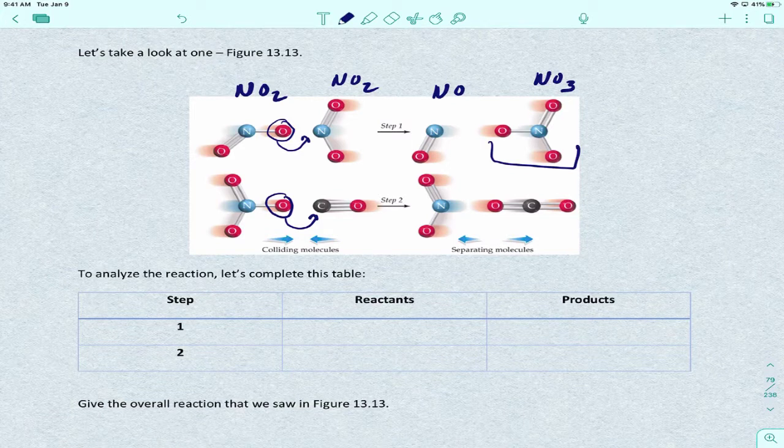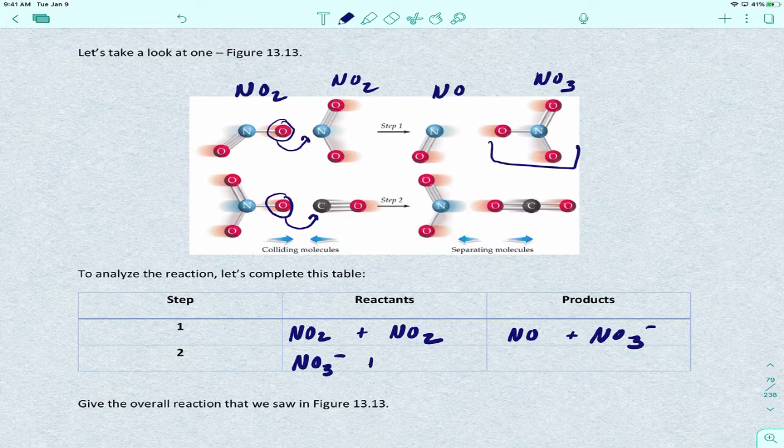Let's write out what we've got. In step one, we've got NO2 reacting with NO2, and we form NO and NO3 minus. And then in the second step, we're taking that NO3 minus and reacting it with carbon monoxide, and we form NO2 and CO2. Those are our reactions. So those are the two steps.